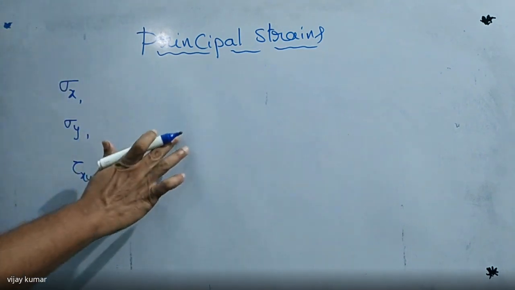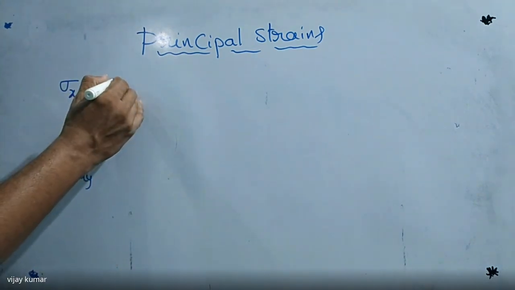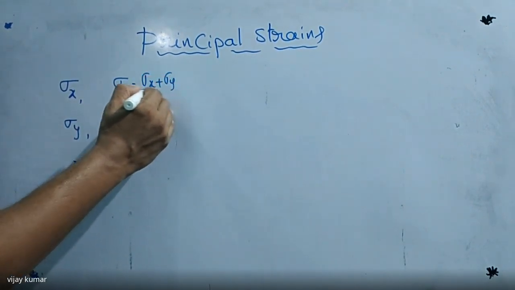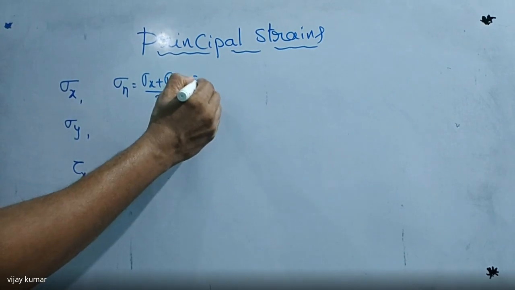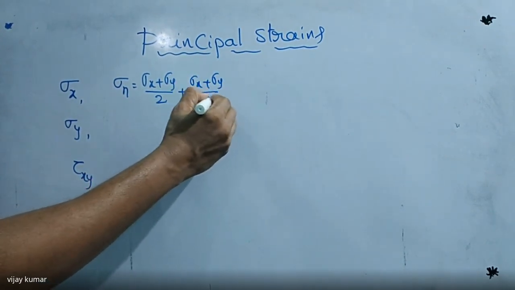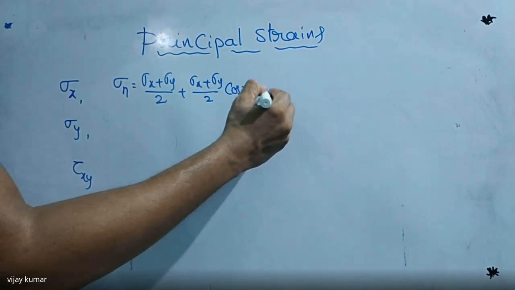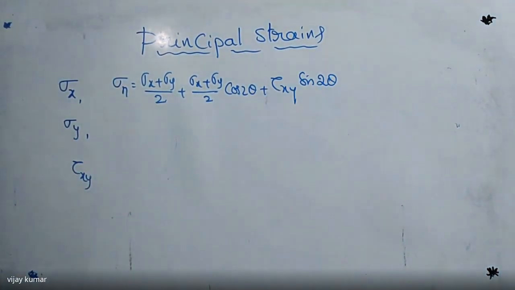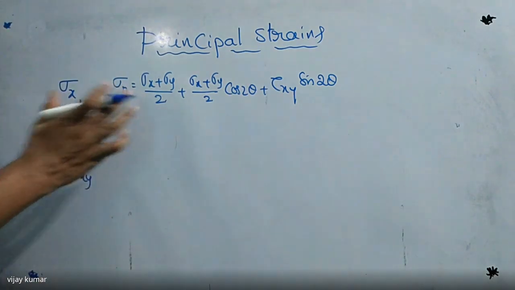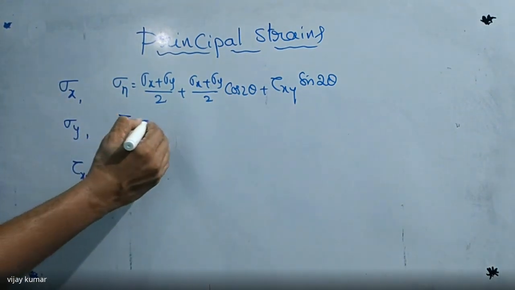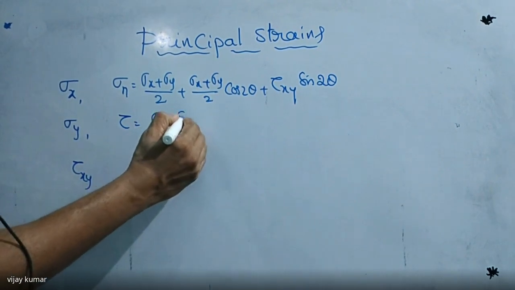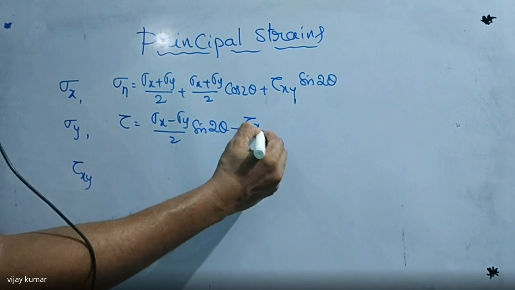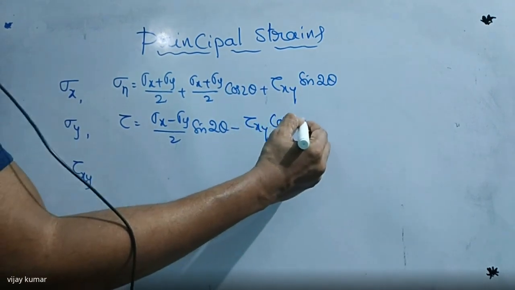Now, in case of principal stresses, what is the general form? What is the formula for normal stress? We know that sigma n is (sigma x plus sigma y) by 2 plus (sigma x minus sigma y) by 2 into cos 2 theta plus tau xy into sin 2 theta. That is the formula for normal stress, and the formula for shear stress is (sigma x minus sigma y) by 2 into sin 2 theta minus tau xy into cos 2 theta.